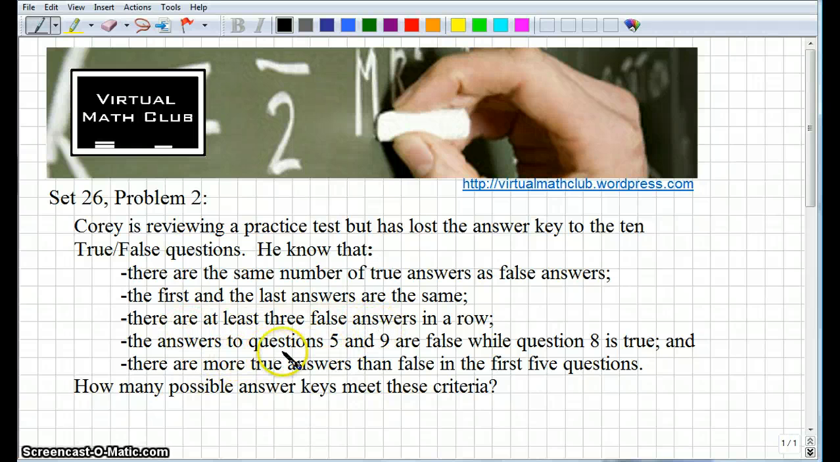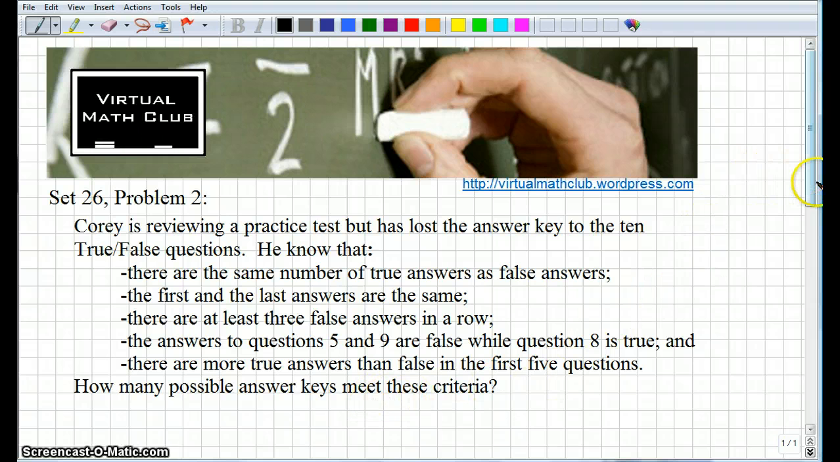The answers to questions 5 and 9 are false, and question 8 is true. And there are more true answers than false in the first 5 questions. How many possible answer keys meet these criteria?